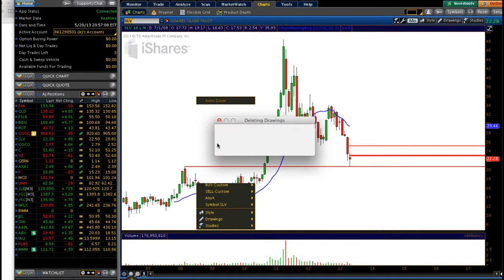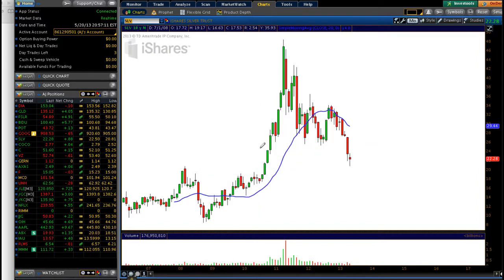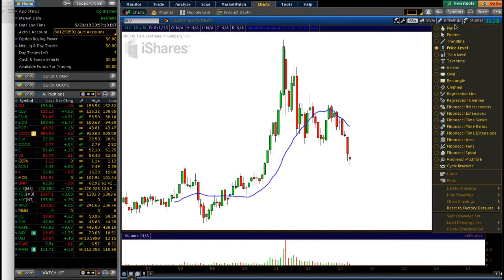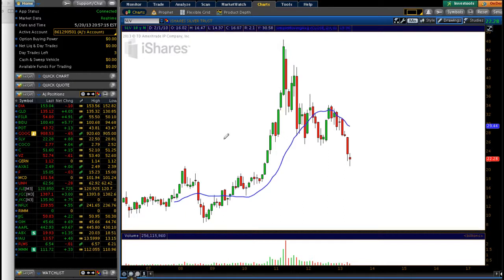Let me get rid of some of the lines, and I'm going to show you exactly how I drew this. I'm going to drawings, I'm going to price level. I'm going to take that high. Why am I taking that high?